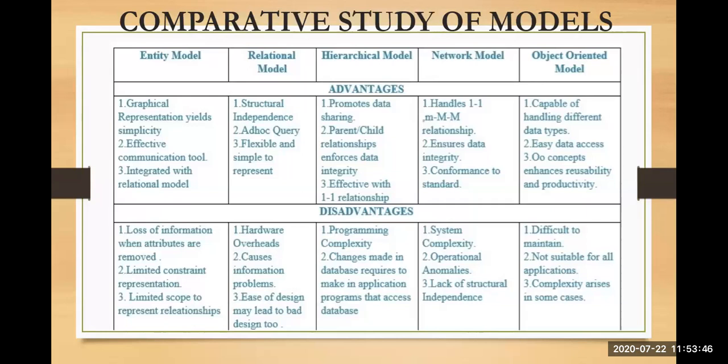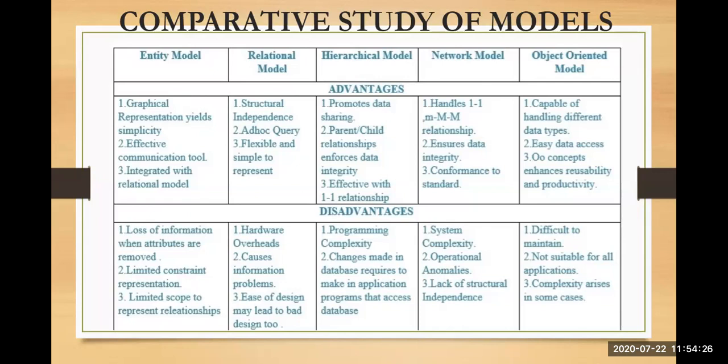Last is your object oriented model. So when I talk about object oriented model, the first advantage here is that it is capable of handling different data types. Since we are storing data in the form of objects, it comes with the capability of handling different data types. It is very easy to access the data because your data is stored in the form of objects and objects can be easily accessed. Third, it uses object oriented concepts. So it has concepts like polymorphism, inheritance, encapsulation. So all is there. When I talk about object oriented concepts, it always comes with reusability and productivity. So that was your advantages.